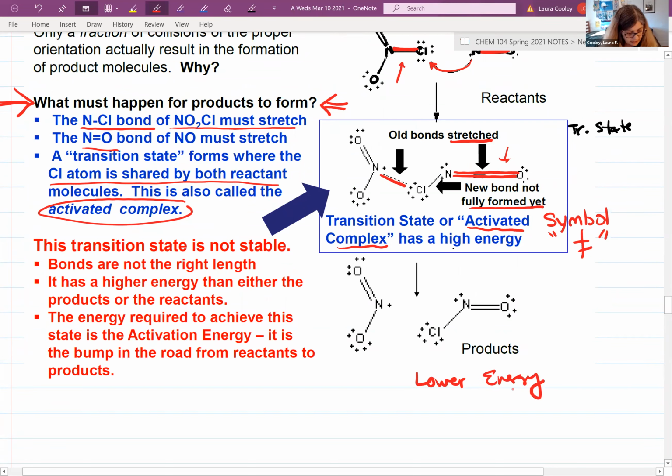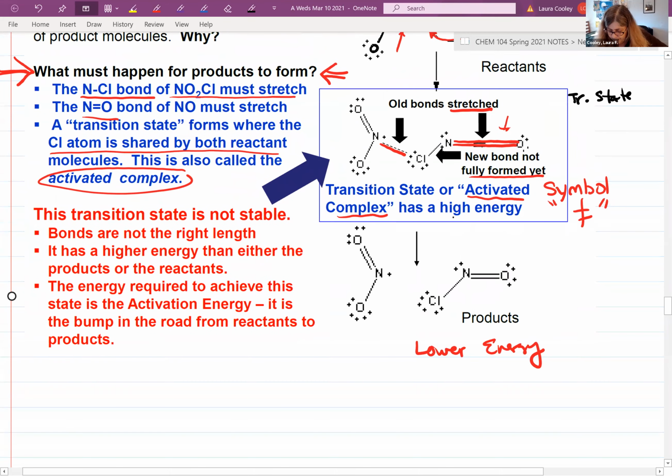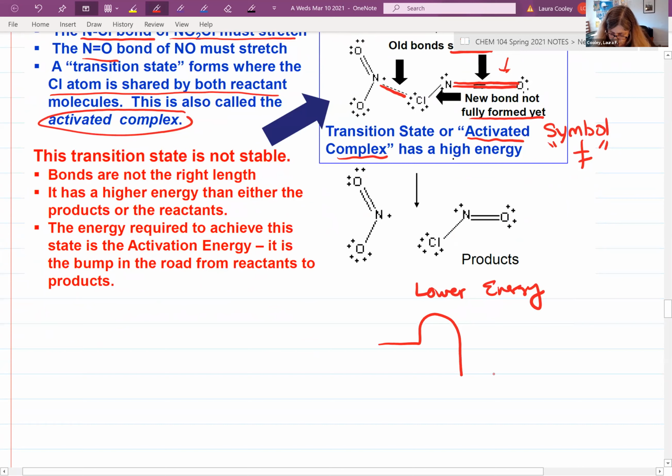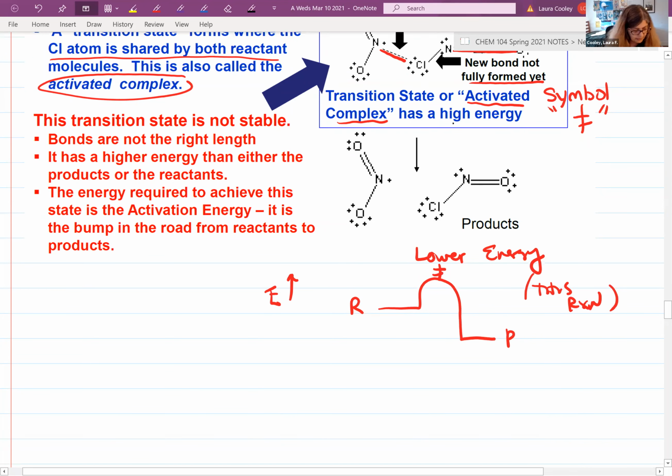Okay, and in fact, let's see. I think that this is an endothermic reaction. Yeah. I think I actually show you what the energy diagram looks like for this a little bit later. Yes, it is exothermic. Okay. So it's kind of like that for this reaction. Energy going this way. All right.